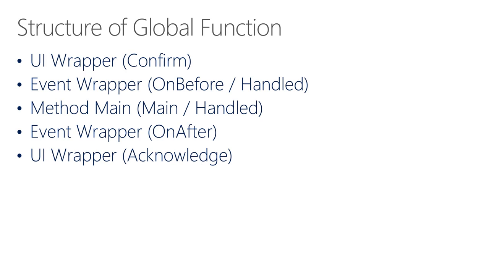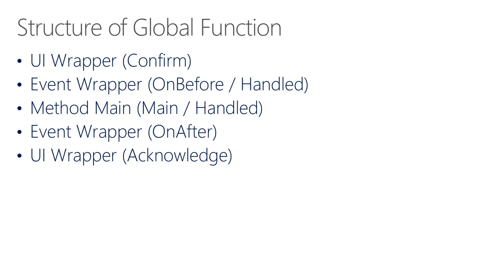The UI wrapper is optional. There are a lot of cases in which no confirm nor acknowledge would make any sense. There are also a lot of cases in which just the acknowledge is not necessary. If you include a UI wrapper, you should always include a high dialog parameter to enable the execution of the method with or without a user interface.